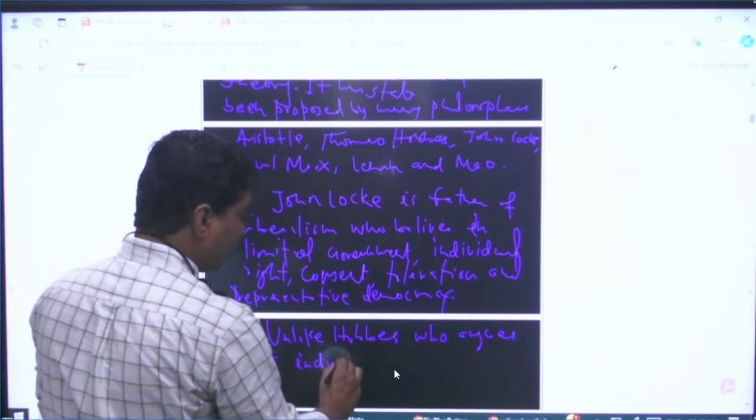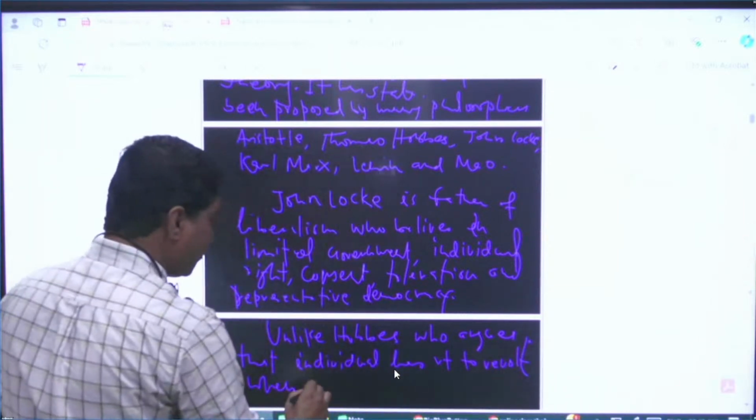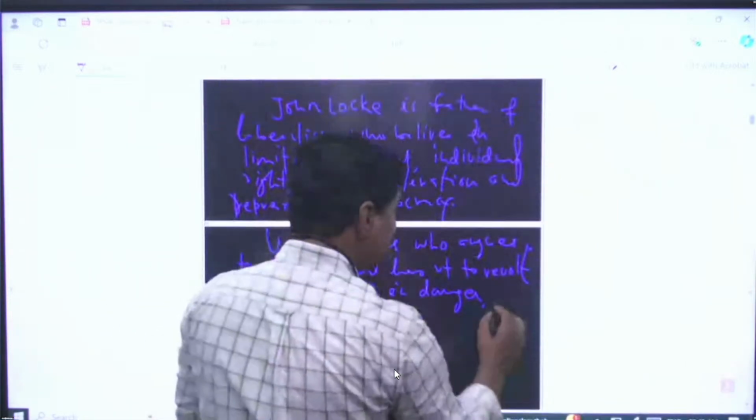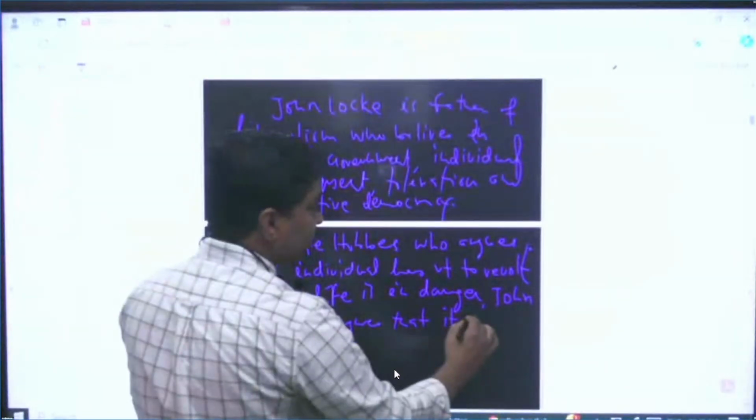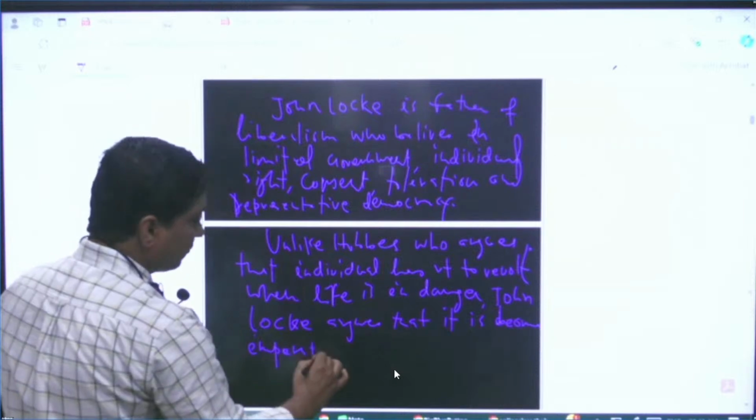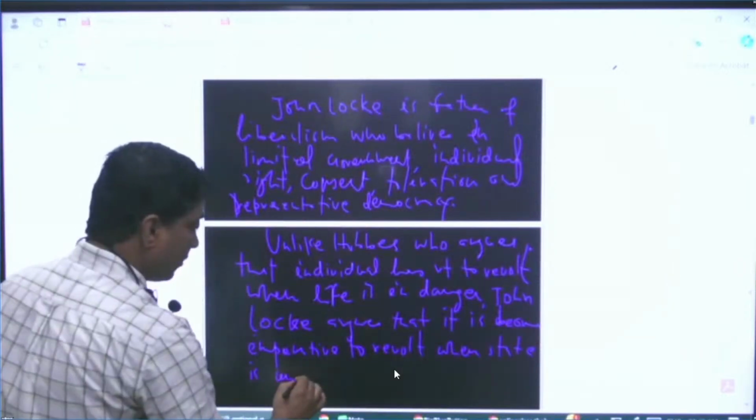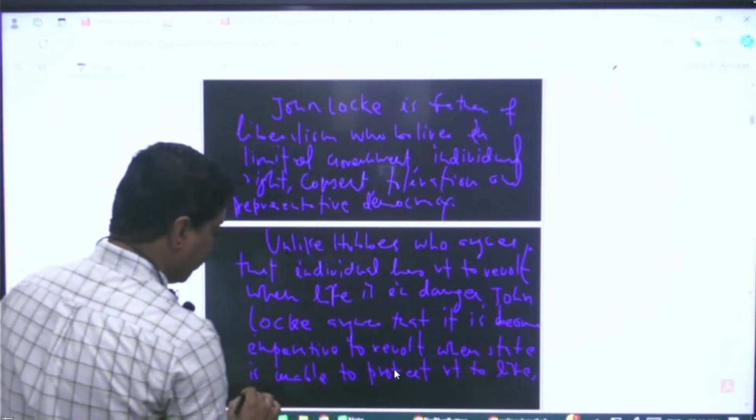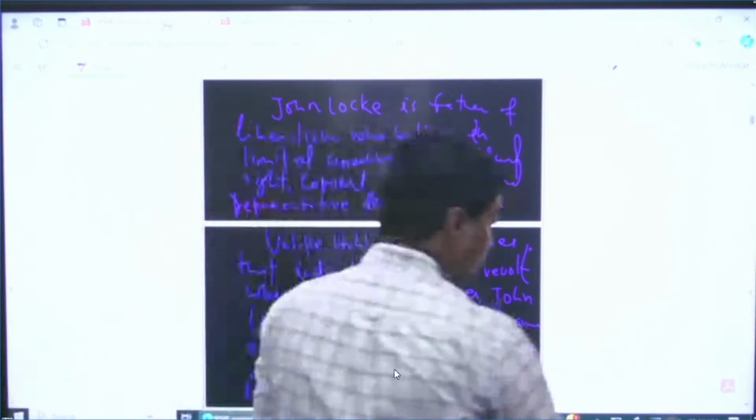So unlike Hobbes, who argues that an individual has a right to revolt when life is in danger, John Locke argued that it becomes imperative to revolt when a state is unable to protect the right to life, liberty, and property. Right? Now, the next paragraph you have to write.